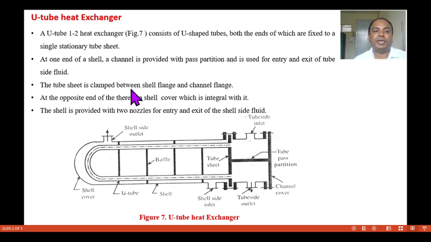So here you can see this is a channel which is having two openings, one for the inlet and the other for the outlet. So this is one end of this U-tube heat exchanger, in which this tube sheet is called a stationary tube sheet, since it is clamped in between shell and channel. While the opposite end of this heat exchanger is covered with shell.